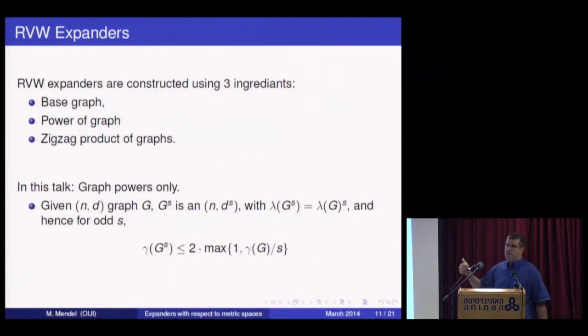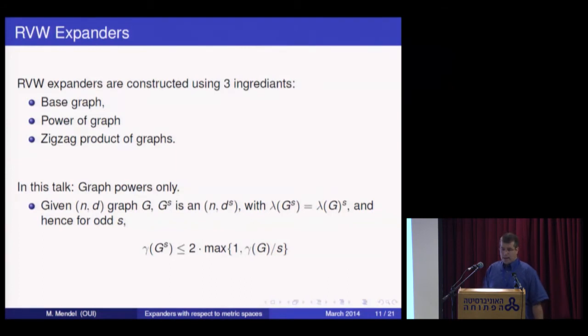They have a base graph. A base graph is just a specific graph with good spectral gap. They use the power operation, taking powers of graphs, and they use a zigzag product of graphs. And in this talk, I'm going to concentrate on the power operation. So what is the power operation? You are given, in this setting, a d-regular graph. G to the power of s is a graph on the same set of vertices, and the edges are just walks of length s in the original graph G.